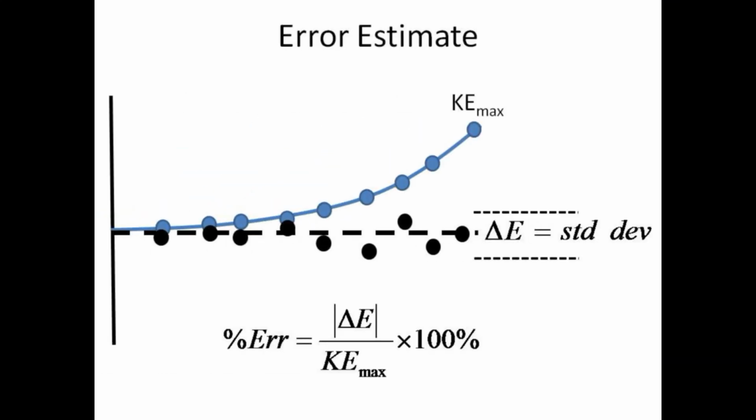We can quantify to what extent the total energy remains constant by determining the standard deviation in total energy, a measure of its variation, and comparing with the total amount of available energy, best measured as the maximum kinetic energy. The percent error is thus the standard deviation of energy divided by the maximum kinetic energy times 100%.